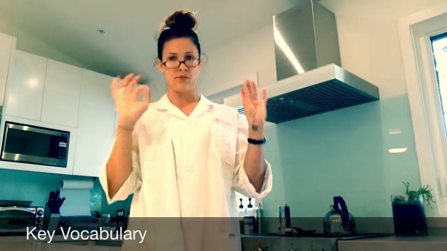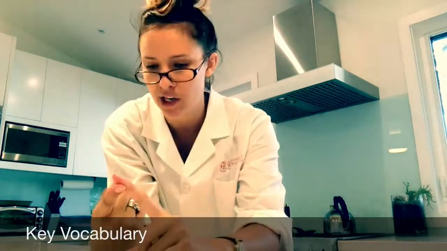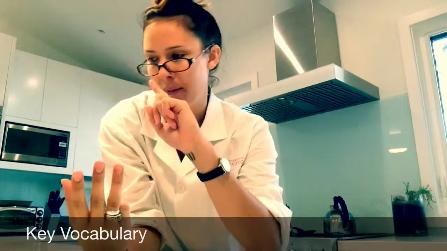Properties. Properties are characteristics of matter. So we're talking about color, we're talking about texture, we're talking about elasticity. Stiffness is how hard it is to stretch or move a material. Shape retention is how well a material holds its shape.